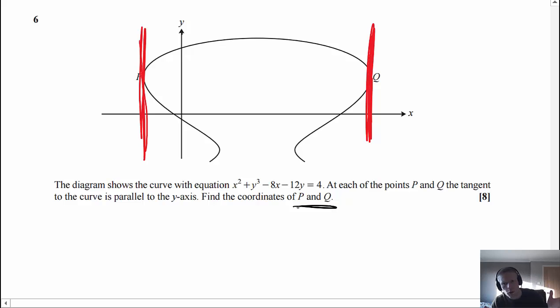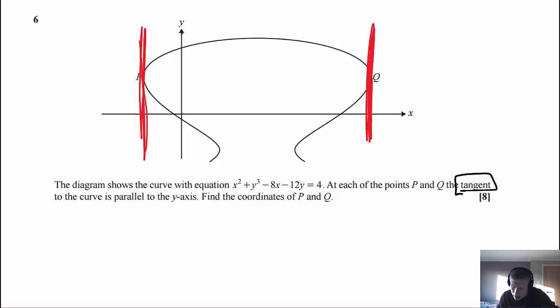Now, if you're looking at that and thinking, where on earth do I start? Pull out some keywords. The diagram shows the curve of the equation, but that equation isn't going to help us at the moment. It's just a bonkers equation. You can't do anything with it because you've got x squareds and y cubes going on, and the x's and y's are all mixed together. Don't even go there. But we have been told that at each of the points P and Q, the tangent to the curve is parallel to the y-axis. That's about the only thing I can really pull out that has any meaning and allows me to go forward with the question.